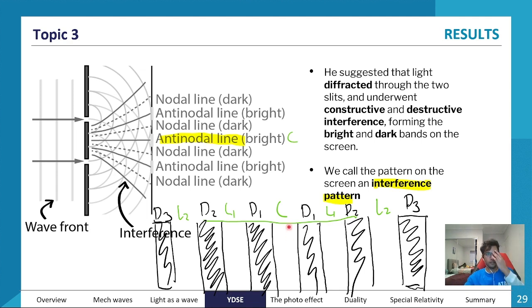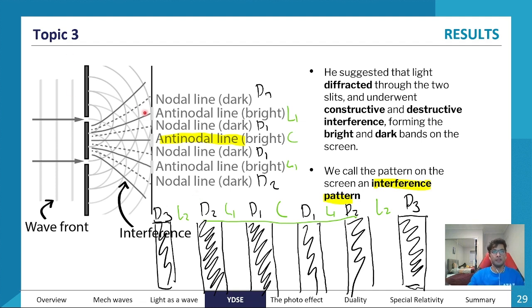Next to the center, we have two dark patches, dark one and dark two. After that, we have another patch of bright light, and we can call this L1. And then that pattern just goes on and so forth. After this light patch, we have another dark patch, and this sort of pattern just keeps going across.